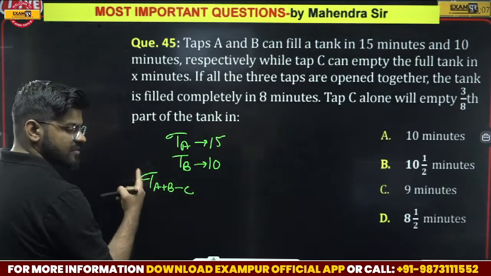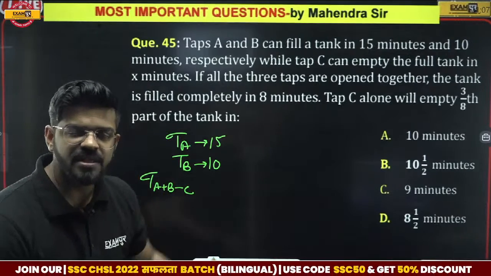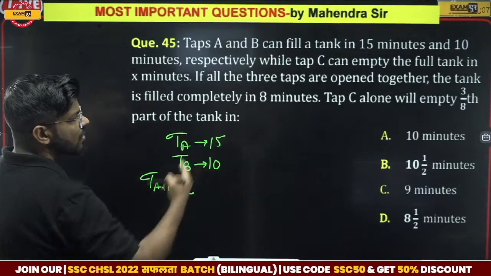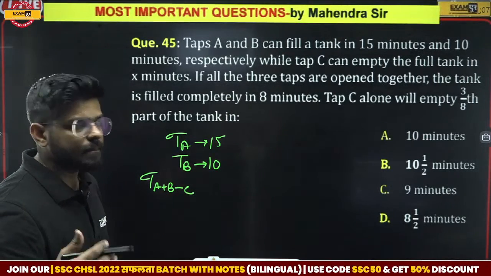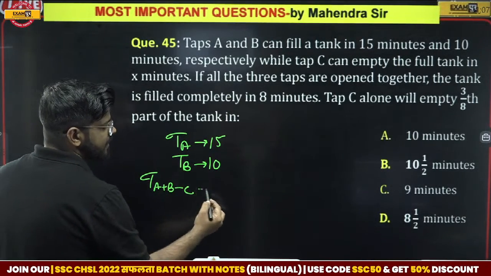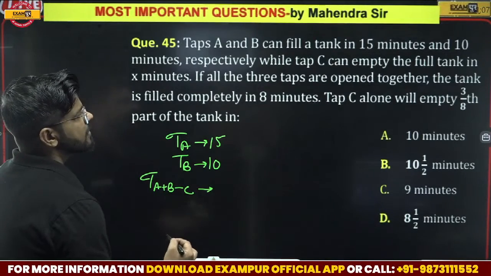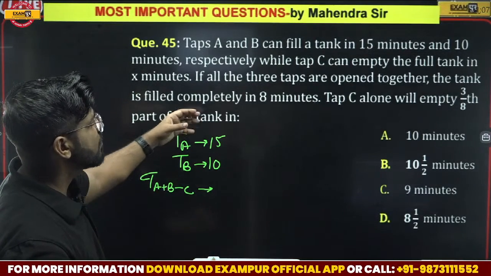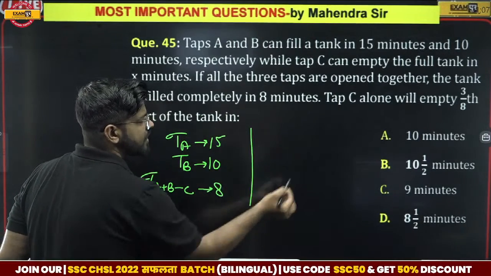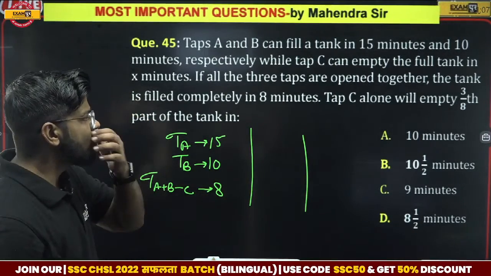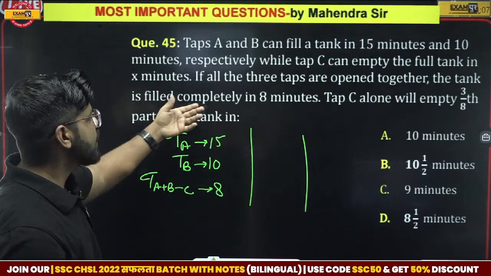a minus tap, means a leak, or an empty tap, or we can say an outlet tap. So we can write it as minus C. It gives a time period of 8 minutes. So open together, they can fill the tank in 8 minutes.